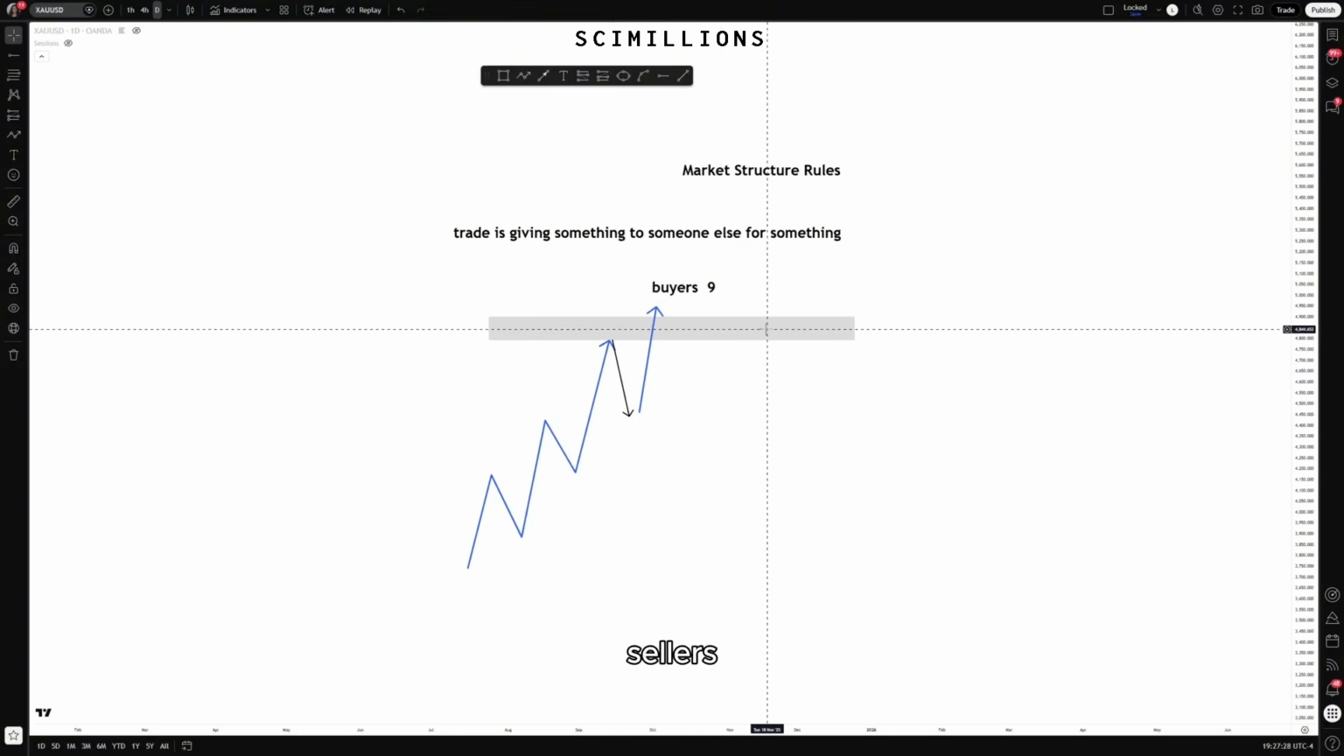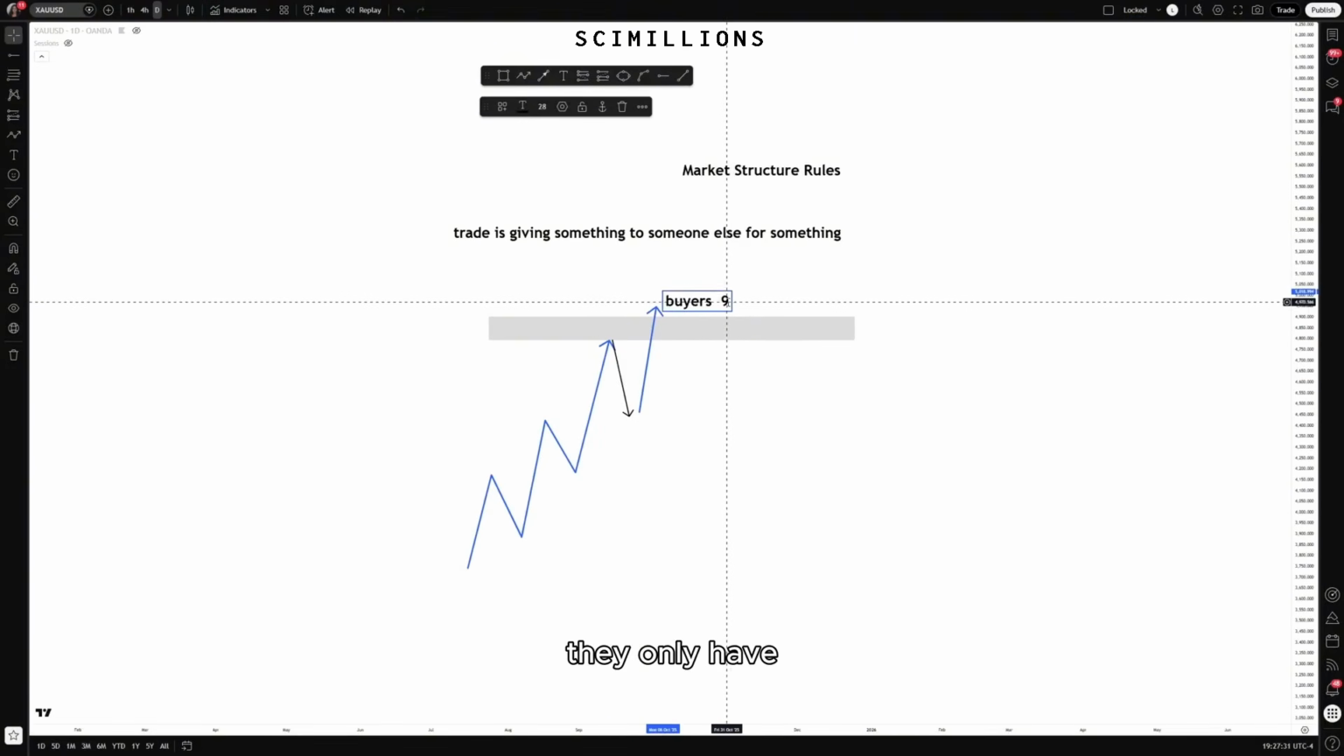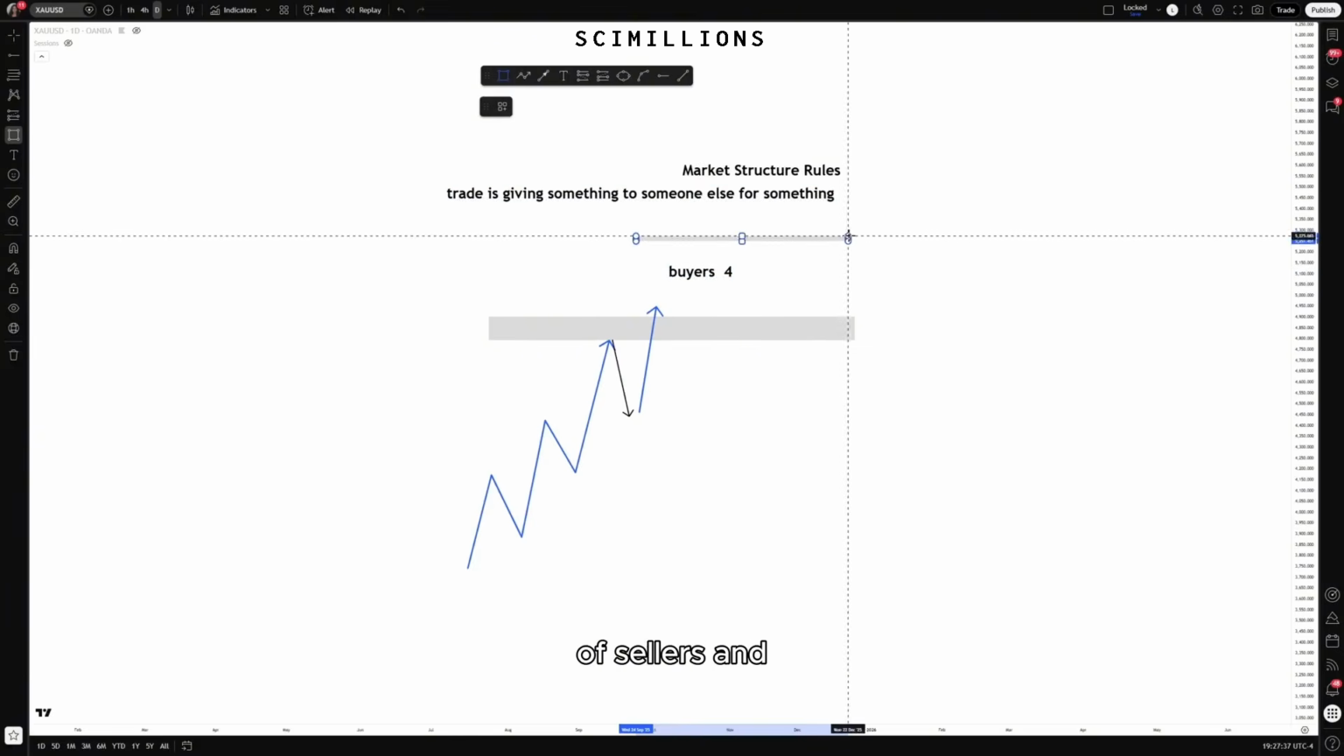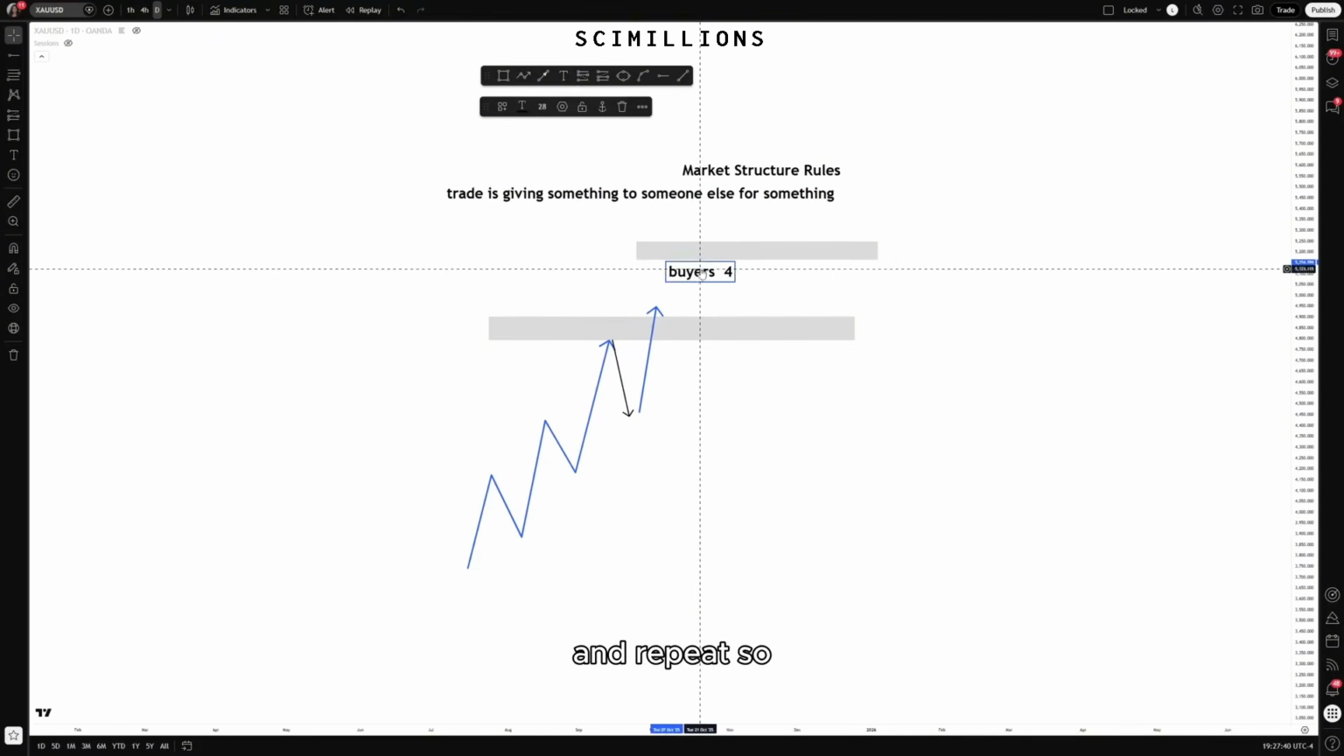So now they take out all these sellers. Once buyers take out sellers, they only have 4 more left and they use that last 4 for strength and they go into another level of sellers. And it's just a rinse and repeat. So then they run into more sellers.